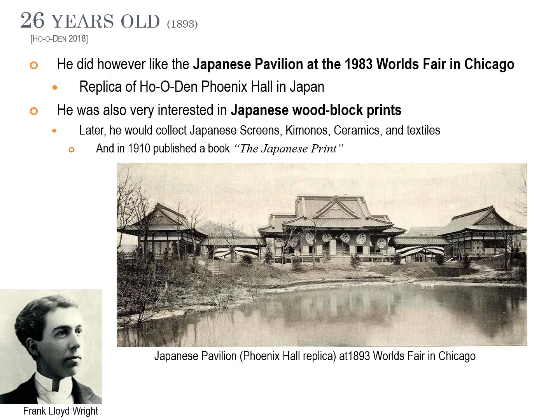He did, however, like the Japanese. Frank Lloyd Wright liked the Japanese pavilion that he saw at this World's Fair in Chicago, a replica of the Ho-O-Den Phoenix Hall in Japan. He was also very interested in Japanese woodblock prints and would have quite a rich understanding of Japanese culture and art from an early age.